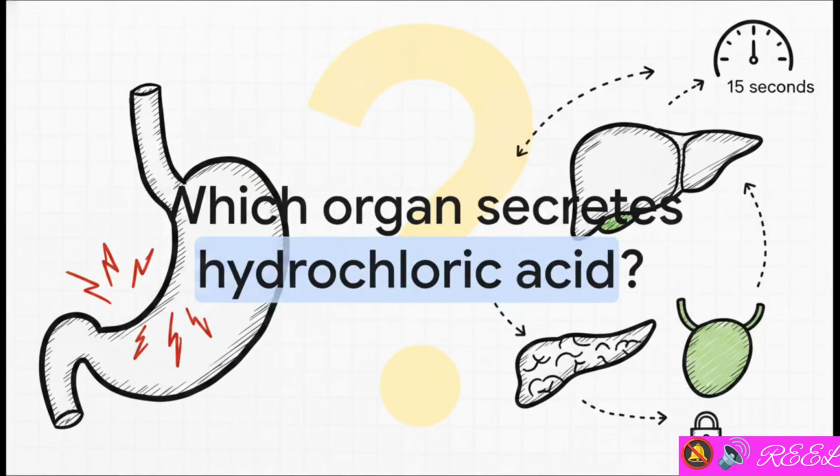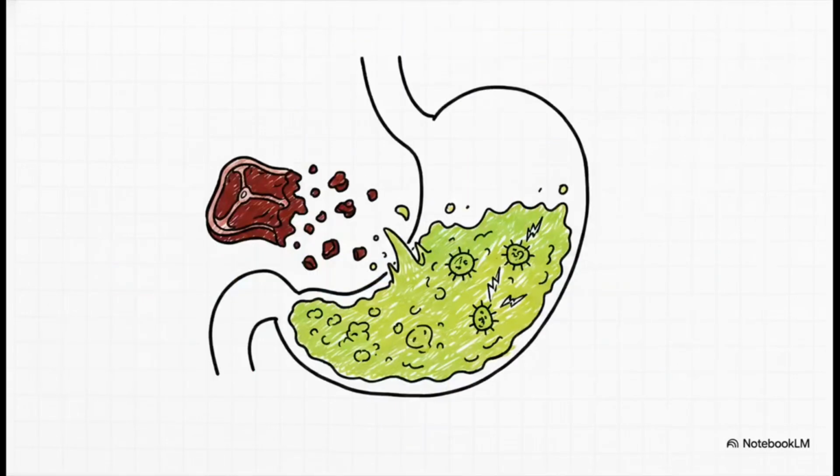Which part of the human digestive system secretes hydrochloric acid? Is it A, the stomach, B, the pancreas, C, the liver, or D, the gallbladder? Don't let the other organs trick you. 15 seconds on the clock. Lock it in. The correct answer is A, the stomach.